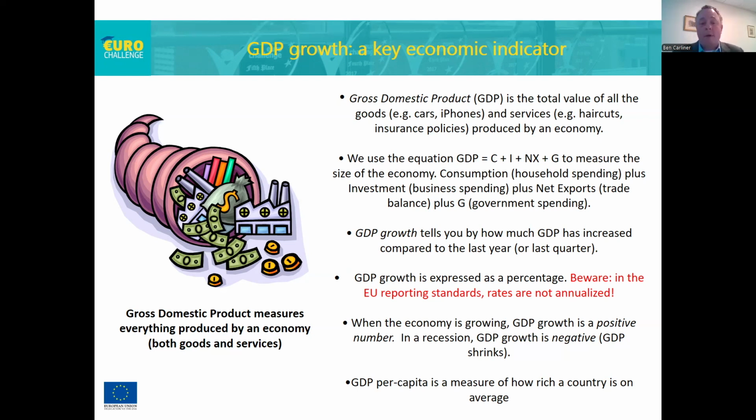So obviously, when the economy is growing, that's what you want. GDP is positive, but typically, what we call recessions are when GDP shrinks. The rule of thumb for economists is that two consecutive quarters of contraction equals a recession.